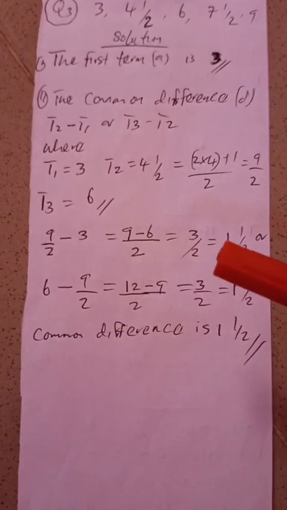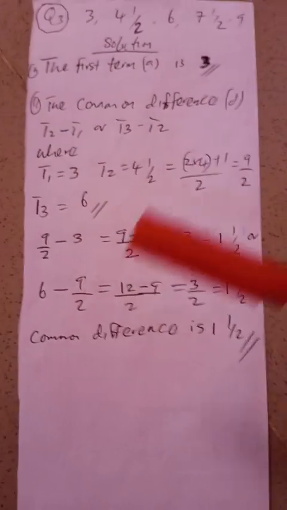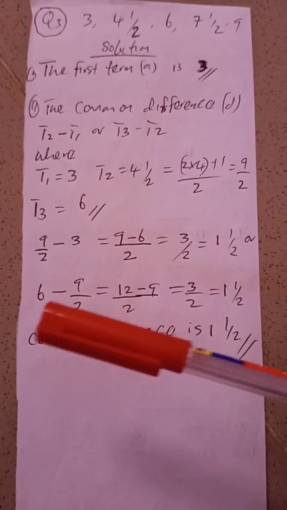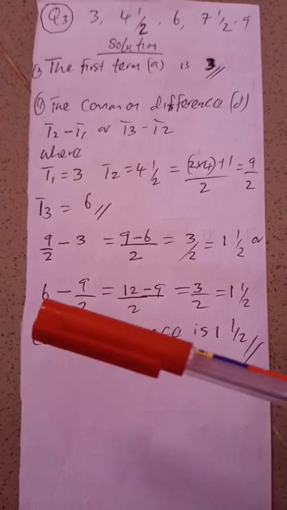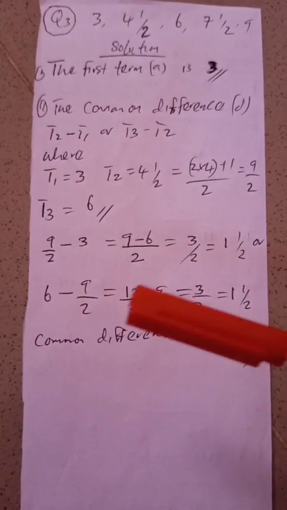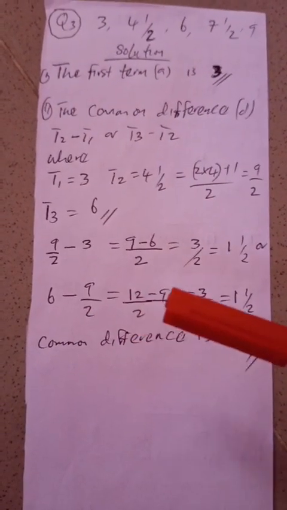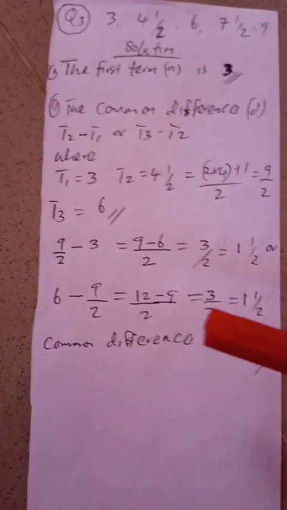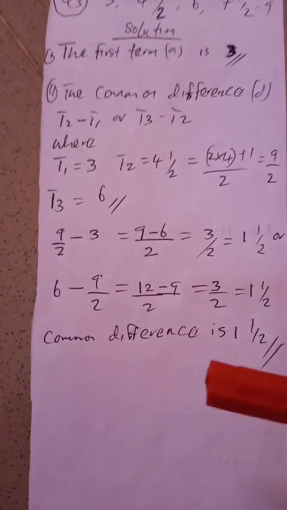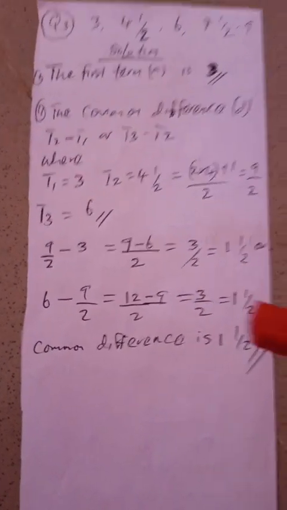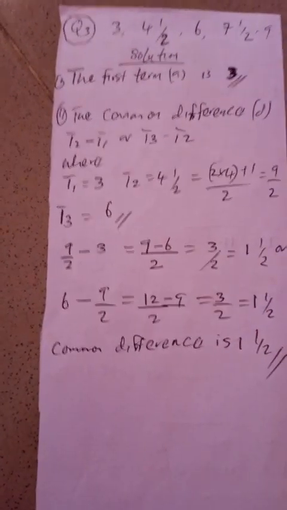So that means our common difference is 1 whole number 1 over 2. Or we use the third term minus the second term. The third term is 6. That is 6 minus 9 over 2. What is the LCM? LCM is 2. We now say 2 divided by 1 is 2, and 2 times 6 will give us 12, minus. Then 2 divided by 2 is 1, then 1 times 9 is 9. 12 minus 9 will give us 3 over 2. So 3 over 2 is 1 whole number 1 over 2. So the common difference is 1 whole number 1 over 2. This is how to find the first term and the common difference in arithmetic progression.